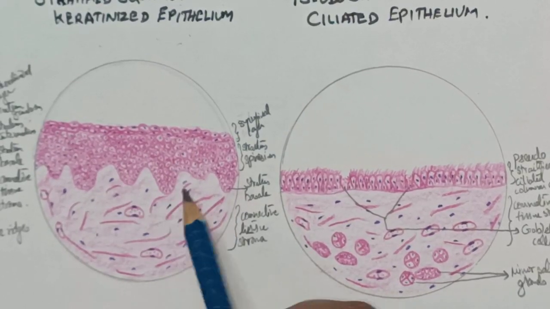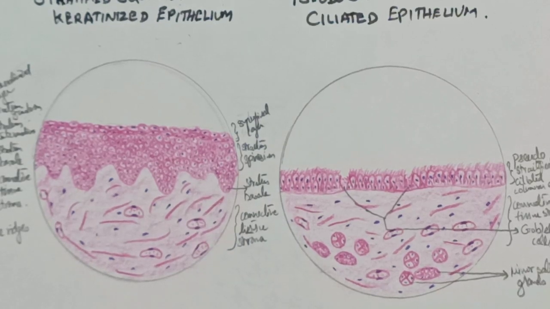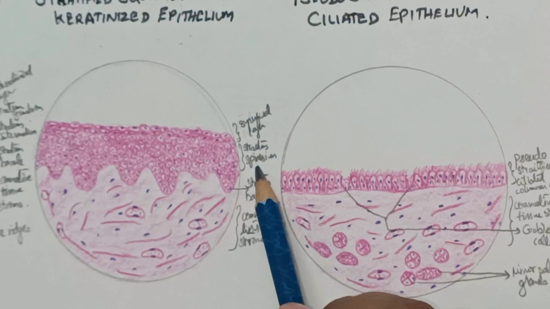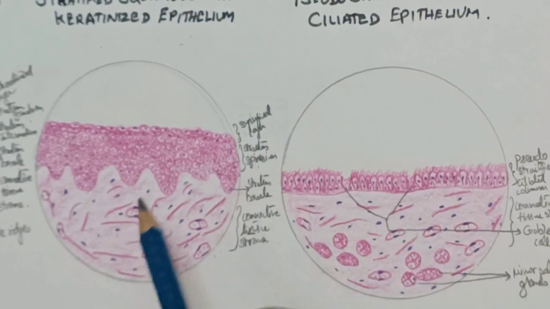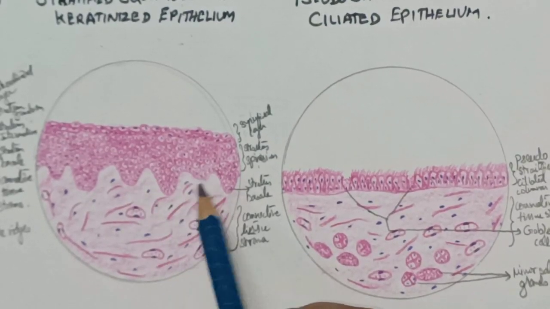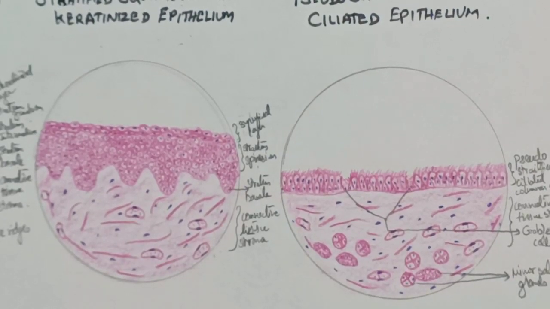One more thing that is absent: stratum granulosum is not evident in non-keratinized epithelium. First is stratum basale, then stratum spinosum and intermedium, and the superficial layer. Underlying that is the connective tissue stroma, and the junction between the epithelium and this is the basement membrane, along with small rete ridge formation. This is the representation for non-keratinized epithelium.